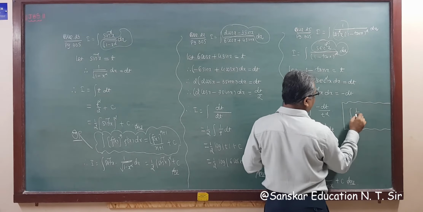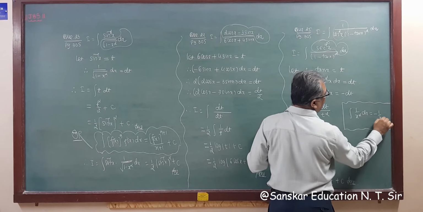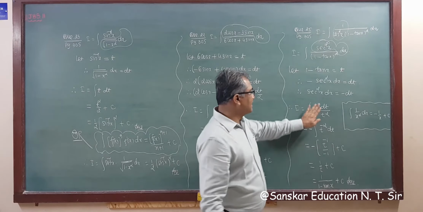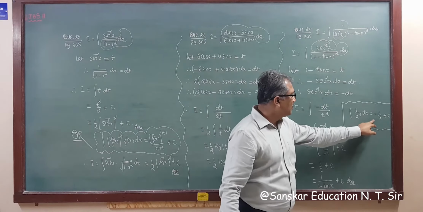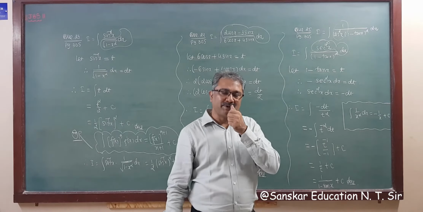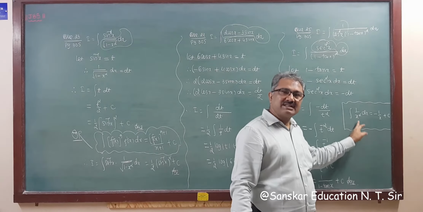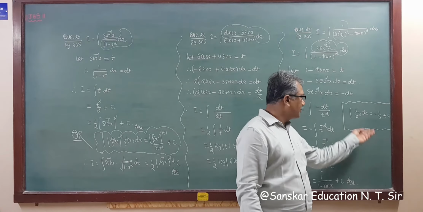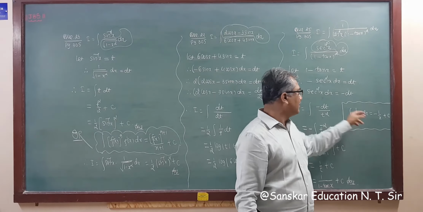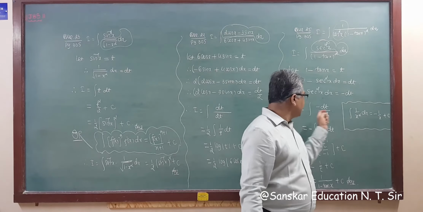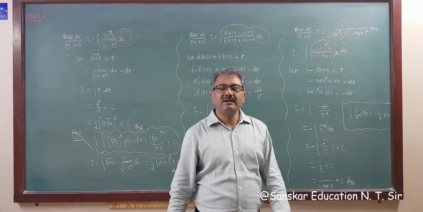Integration of 1 upon x square dx is minus 1 upon x plus c. See here, this is 1 upon x square, then the answer is minus, because the derivative of 1 upon x is minus 1 upon x square. So the integration of this is minus 1 upon x. You have to remember this, so no need to write all this. You can write directly from here. The answer of this is minus, and this is minus 1 upon t, so minus minus becomes plus. You can write directly like this.